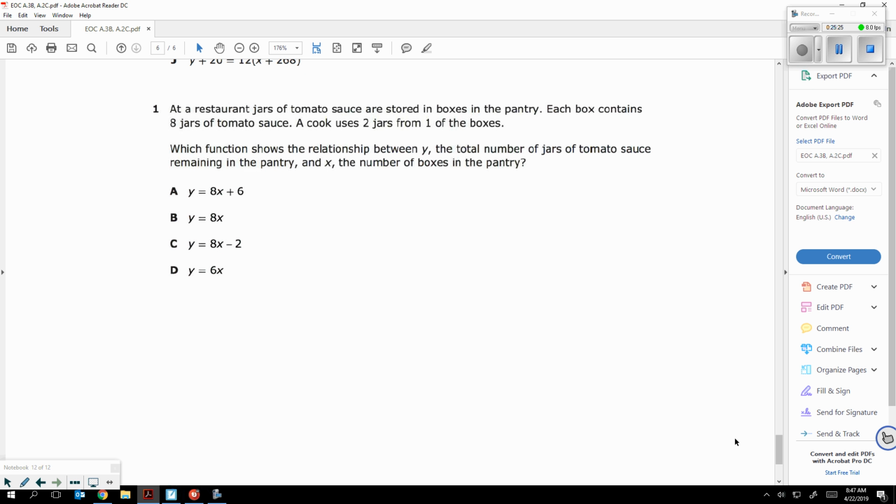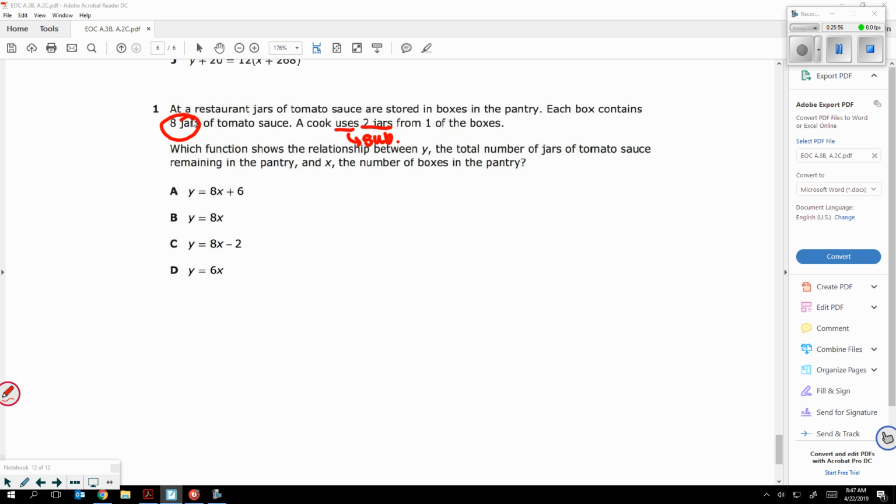Okay, at a restaurant, jars of tomato sauce are stored in boxes in the pantry. Each box contains 8 jars of tomato sauce. A cook uses 2 jars from one box and is asking which function. Now, we know that there are 8 jars, so the 8 is going to go into the important information. If it says a cook uses, am I going to be adding or subtracting? Subtracting 2 jars.